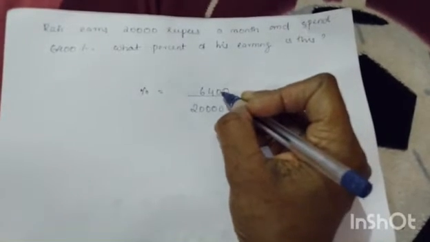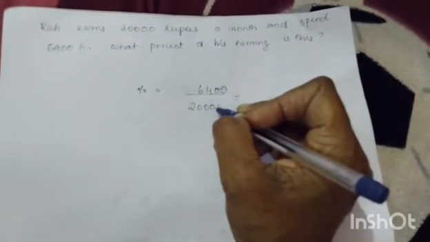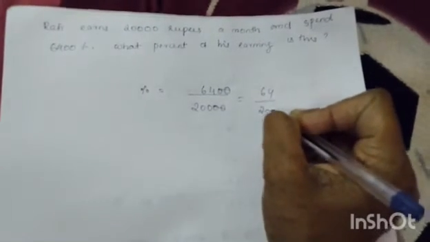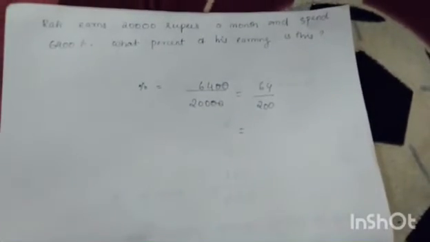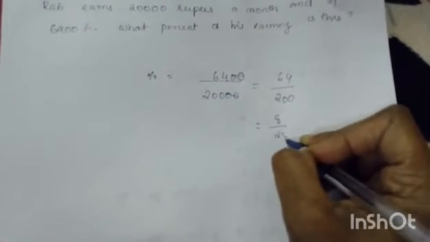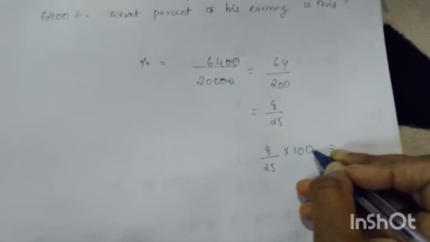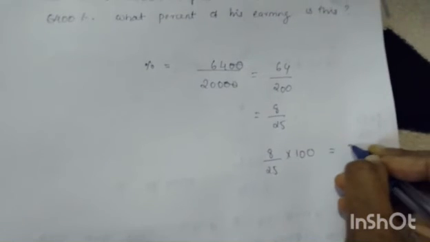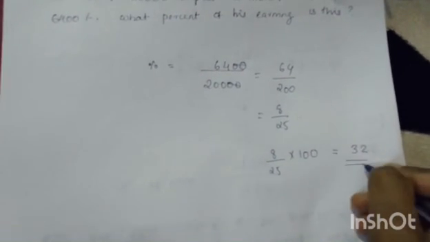When we convert, cancelling 2 zeros in the numerator and 2 zeros in the denominator, we get 64 by 200. When it is cancelled again, we get 8 by 25. This is the fraction. If we convert it into a percentage, multiply it with 100. 100 divided by 25 is 4. 8 fours are 32. This is the percentage.